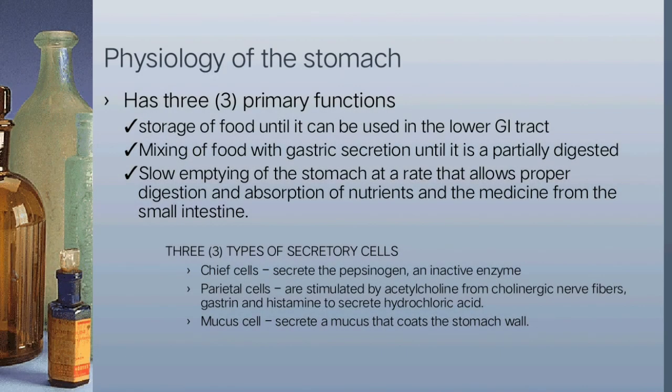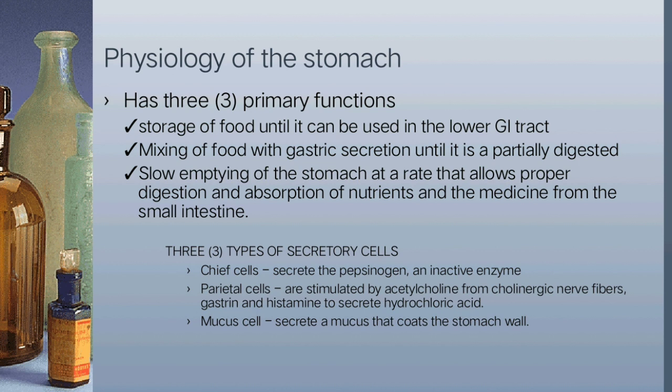In the physiology of the stomach, there are three primary functions. The first one is the storage of food until it can be used in the lower GI tract. The second one is the mixing of food with gastric secretion until it is partially digested. And the third is slow emptying of the stomach at a rate that allows proper digestion and also absorption of nutrients from the small intestine.